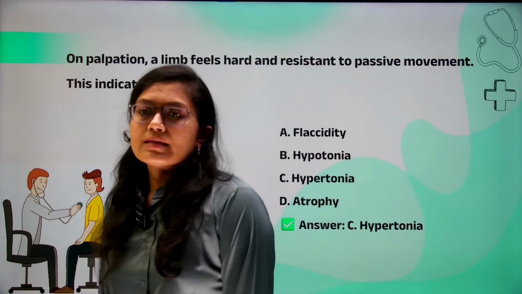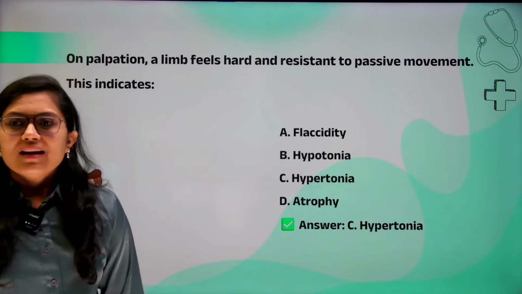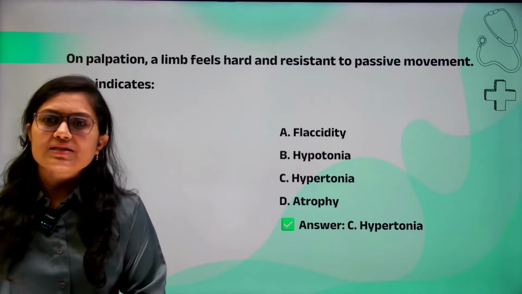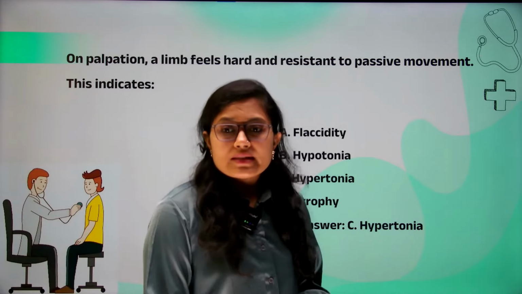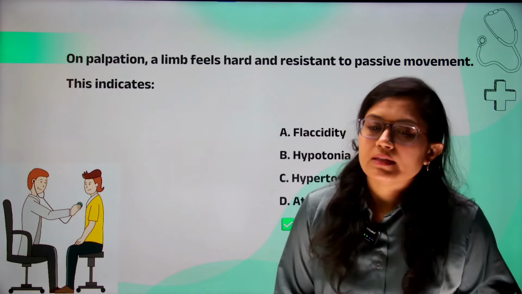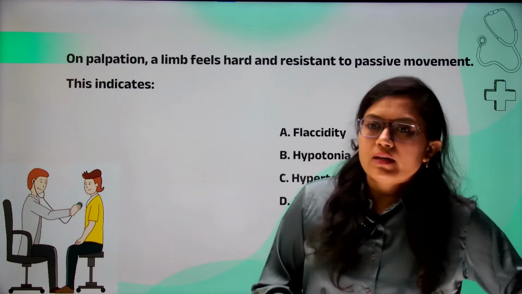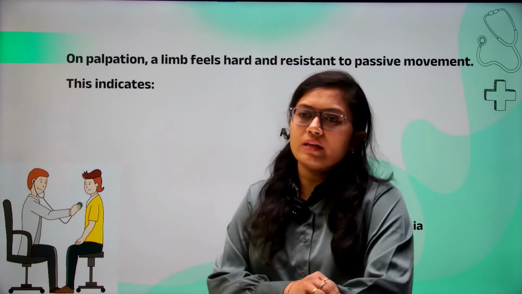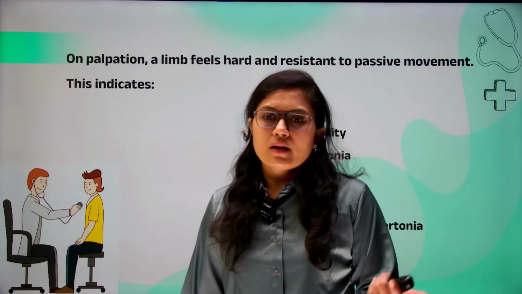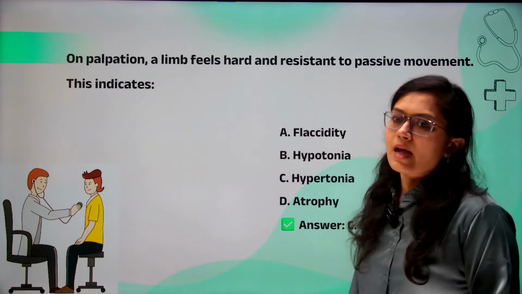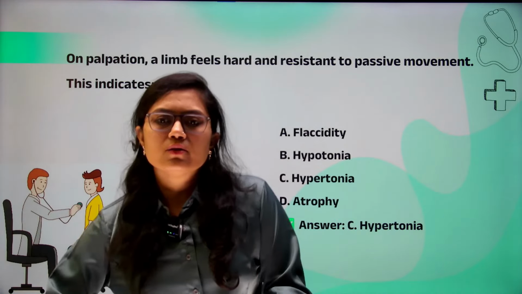Okay. Next is on palpation. Next question is, a limb feels hard and resistance to passive movement. This indicates flaccidity, whether it is hypotonia, whether it is hypertonia or atrophy. Again, you can feel that whenever we are doing a palpation, it is feeling very hard and resistance to the passive movement. What could be the answer? Answer C, that is hypertonia. Yes, that is correct. The patient would be having hypertonia because it is difficult to do a movement.